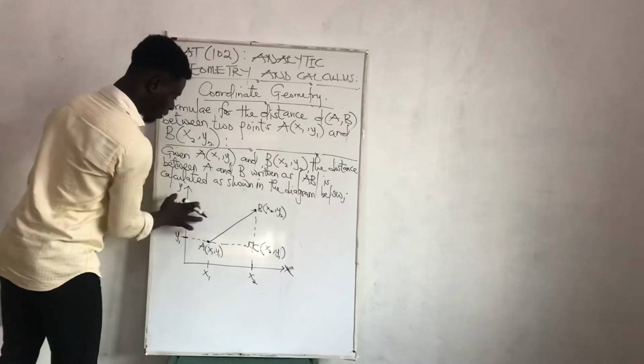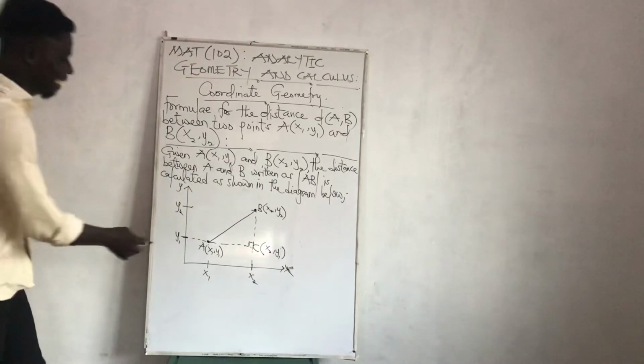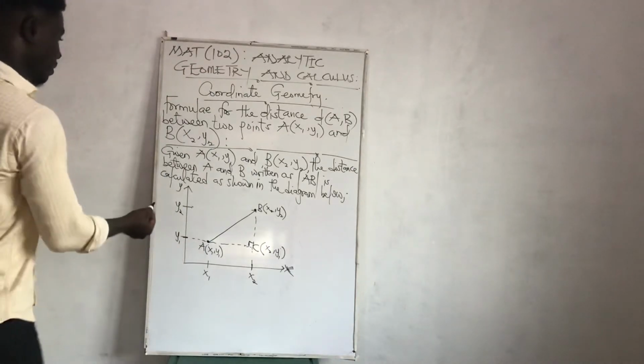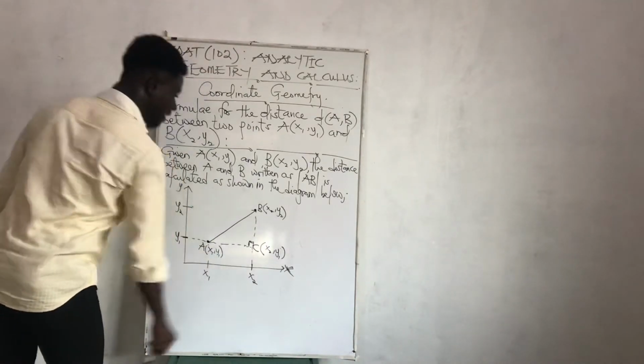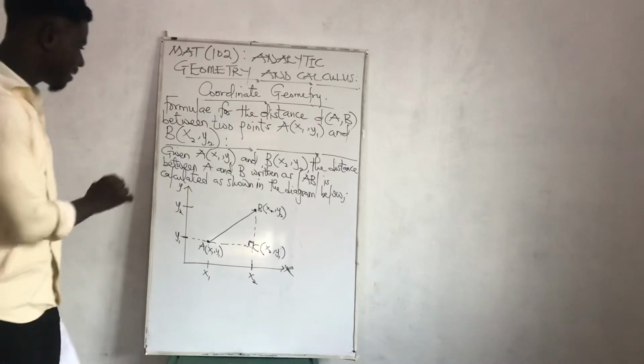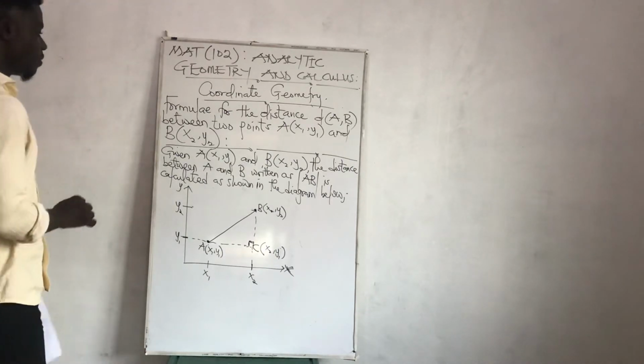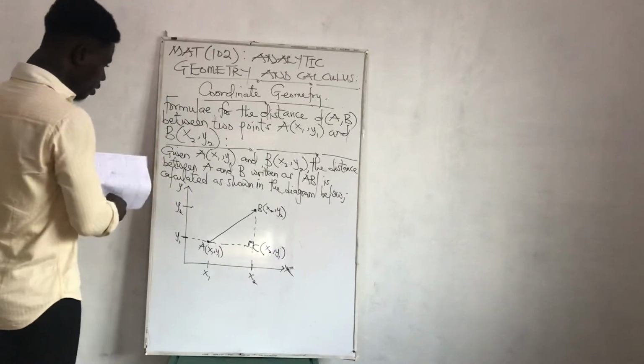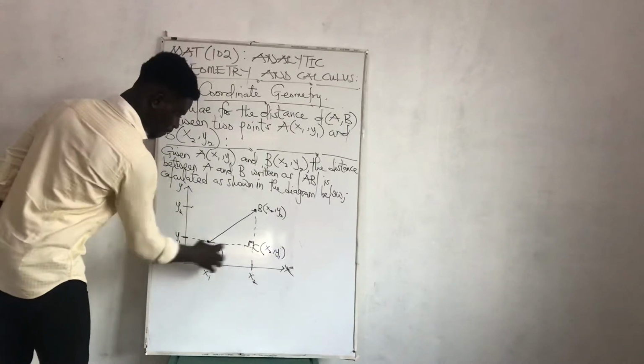So we draw a right-angled triangle. A right-angled triangle contains a 90 degree angle. That's a right-angled triangle. A right-angled triangle. So now, we can find the distance.